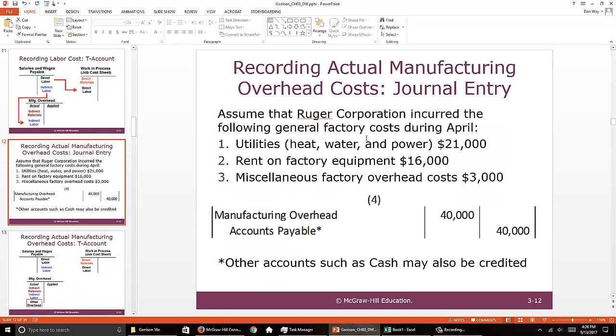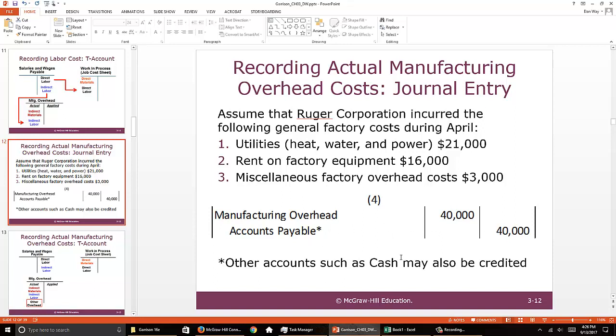So, recording some more actual manufacturing overhead costs. Let's assume Ruger incurs a whole bunch of general factory costs here in April: $21,000 in utilities, $16,000 in rent, and then $3,000 in miscellaneous. So the sum of those is $40,000.